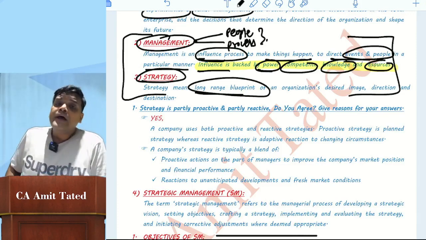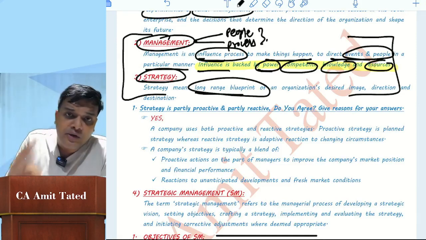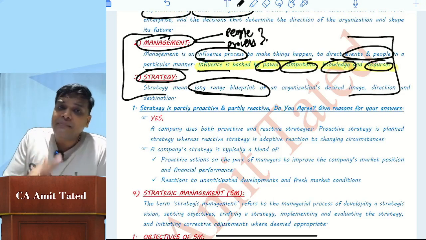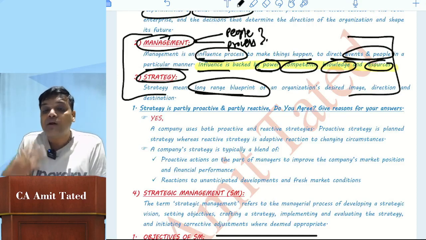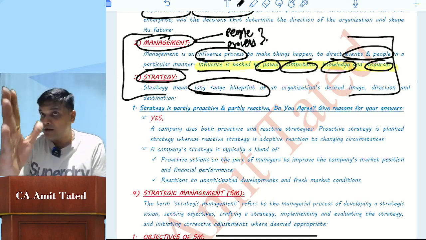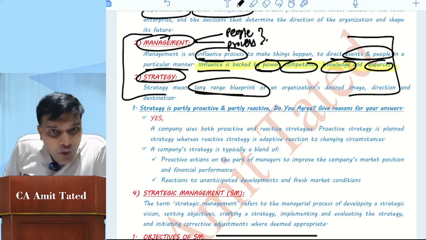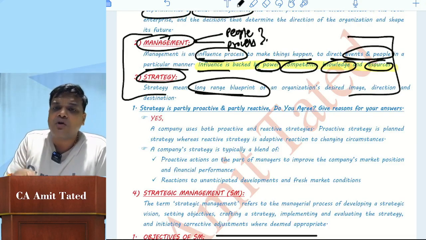So first of all, you understand what management is. Management, I told you, includes two things. One is management means people, and one is management means process. And one word is strategy. What is the meaning of strategy? It is a long-term blueprint, a long-range blueprint. Now we are combining these words: that is called strategic management.